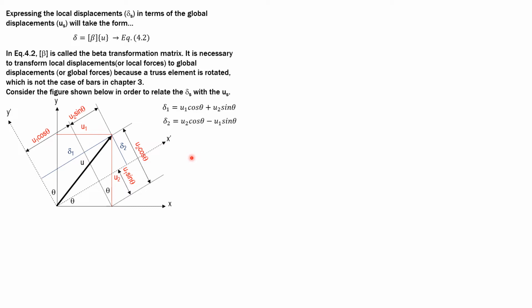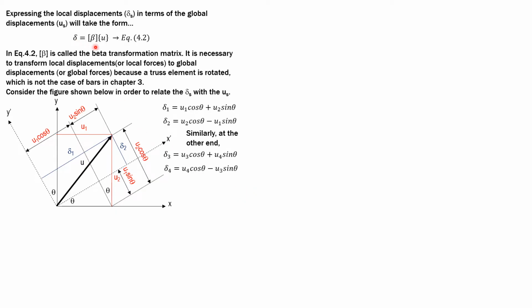This is at one end of a truss member. Similarly, on the other end of the truss member, we simply replace the subscripts with 3 and 4. So delta 3 is u3 cosine theta plus u4 sine theta, and delta 4 is u4 cosine theta minus u3 sine theta.